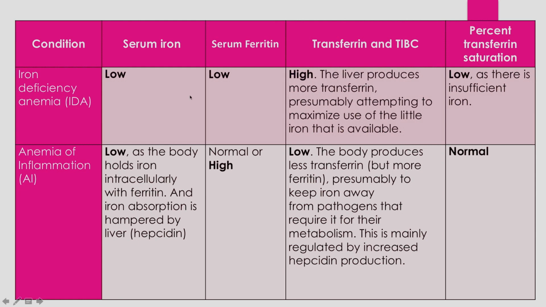So this is the complete picture of how iron deficiency anemia is diagnosed, where the serum iron will be low, serum ferritin will be low, transferrin and TIBC, total iron binding capacity, will be high, and the percent transferrin saturation will be low. In fact, you can remember that in iron deficiency anemia everything will be low apart from TIBC. We will talk about anemia of inflammation in the coming slides.